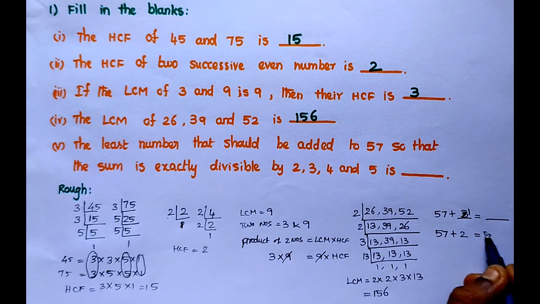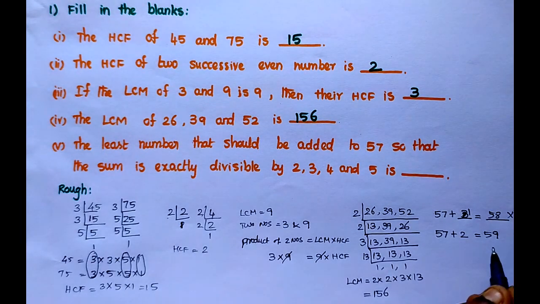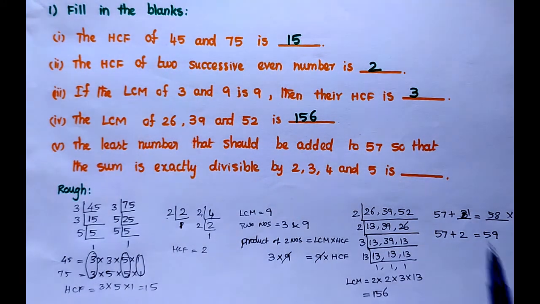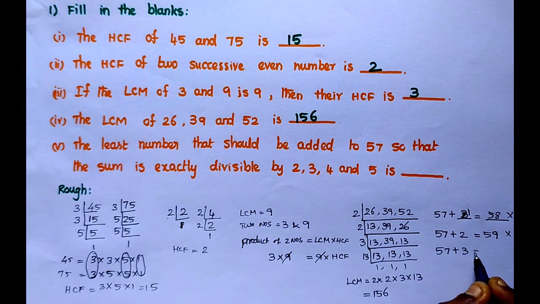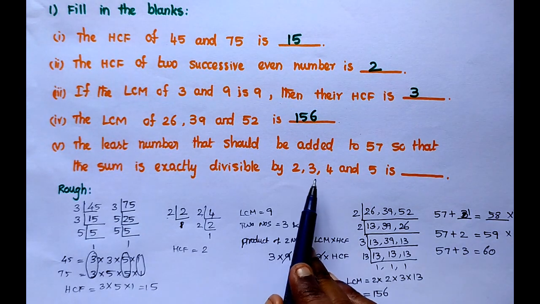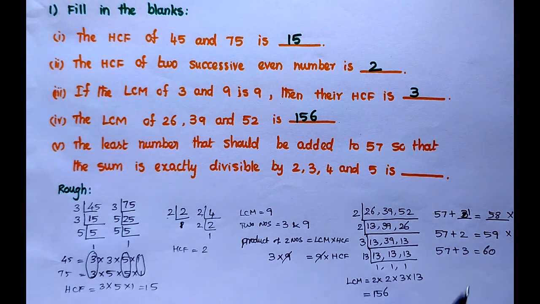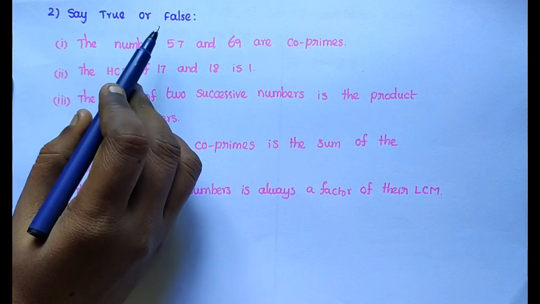And then 57 plus 2, we get 59. Here 59 is not divisible by 2 and 4, so that is also not. And then 57 plus 3 equals 60. Listen, here 60 is divisible by 2, 3, 4 and 5 also. So what's the number? That least number is 3. That is the answer.